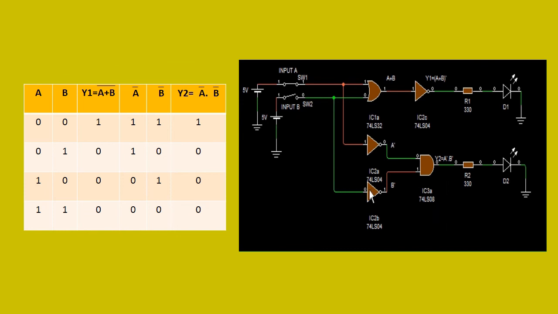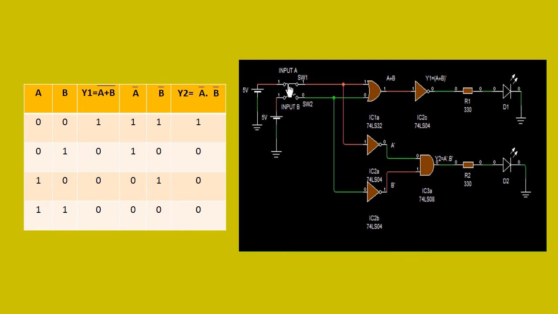B is 0, so this is the 0 input of the NOT gate, and from this terminal we get 1 output. So 0 dot 1 is input to the AND gate terminal. From the output terminal of the AND gate we get 0 output. So the D2 LED should be off. So the third condition is also verified. That means when A is 1, B is 0 we get Y1 is 0, A bar is 0, B bar is 1 and Y2 is also 0. Okay.